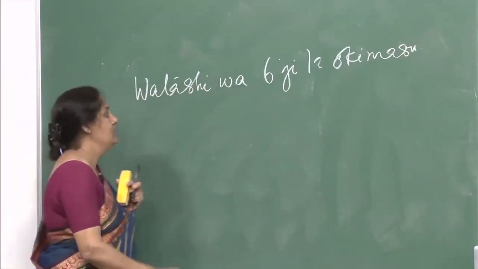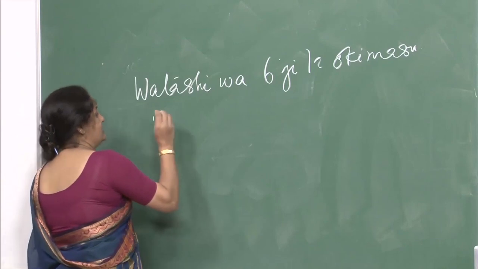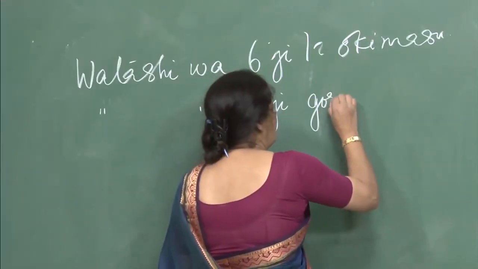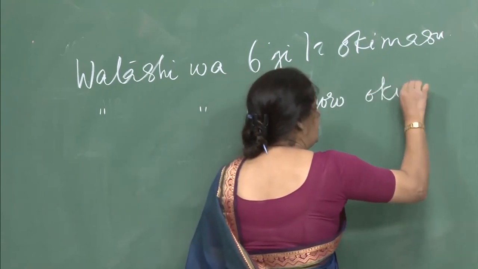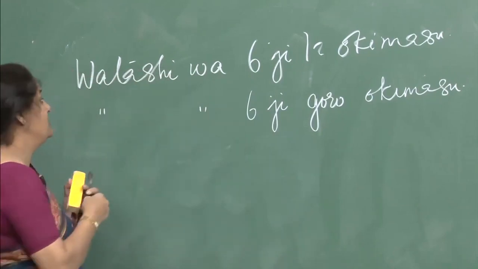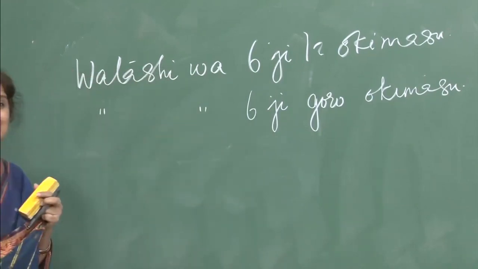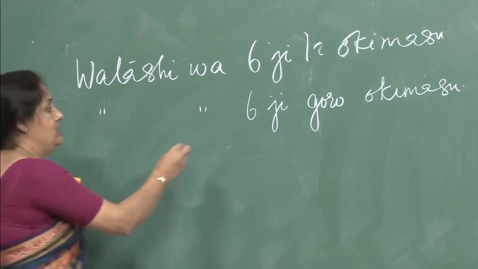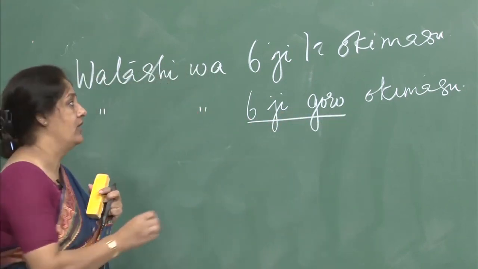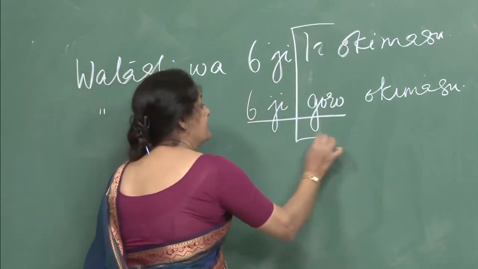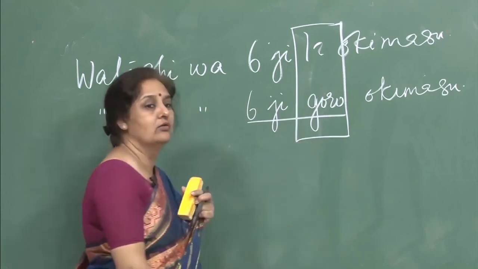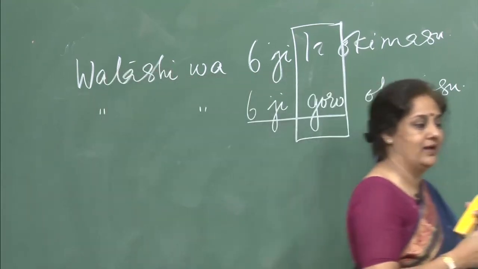Watashi wa rokuji ni okimasu. Watashi wa rokuji goro okimasu. So please, when you say rokuji ni okimasu, it is exactly at 6 o'clock. When you say rokuji goro okimasu, then it is around 6 o'clock. And you will notice that it is either ni or goro and not both together.